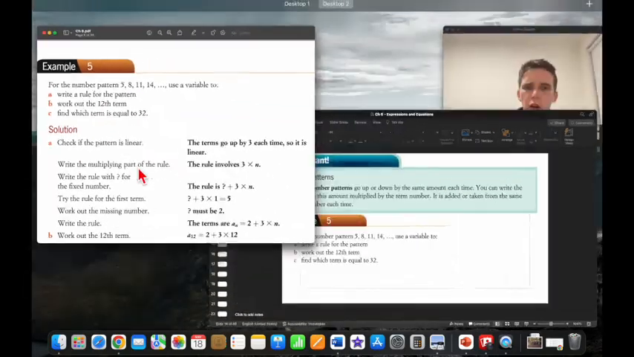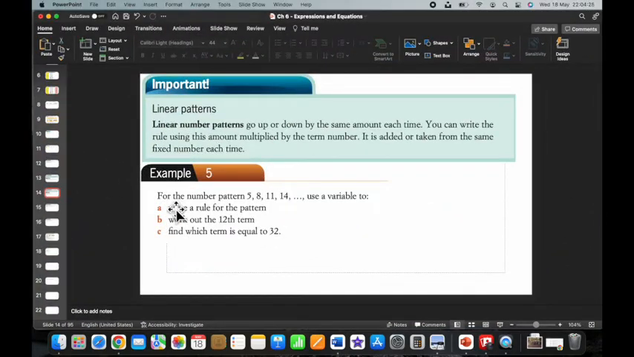Example 5, actually we'll go back here. For the number pattern 3, 8, 11, 14, use a variable to write a rule for the pattern. So we can see this is going up by 3 every time. I'll take a step back and say if it's going up by 3 every time, 3 is the number that we multiply the term number by. Okay, so that's a bit trickier. We're getting a little bit trickier now. Don't worry if you don't fully understand. Write a rule for this pattern.